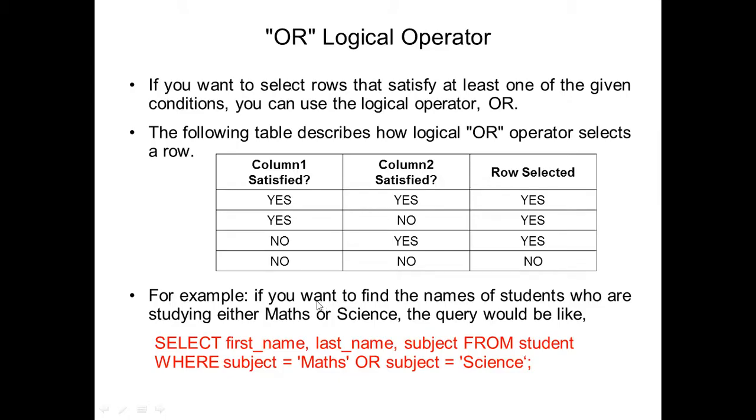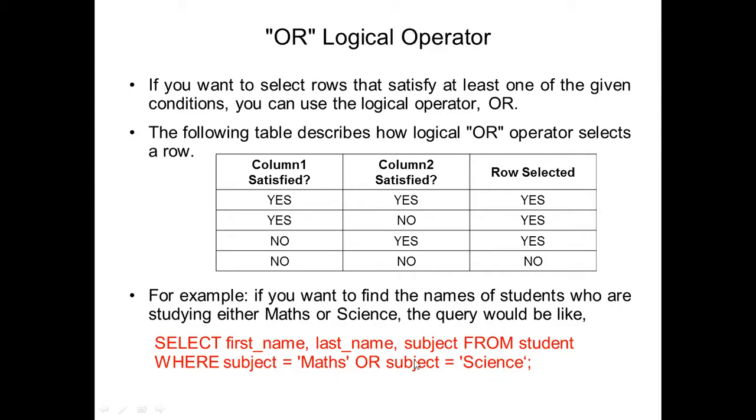For example, if you want to find the names of students who are studying either maths or science, then the query would be like this. Means maths is the first column and science is the second column. So we can write the query like this. Select first name, last name, comma subject from the student where subject equal to maths or subject equal to science. Here OR is the operator and these two are the conditions.